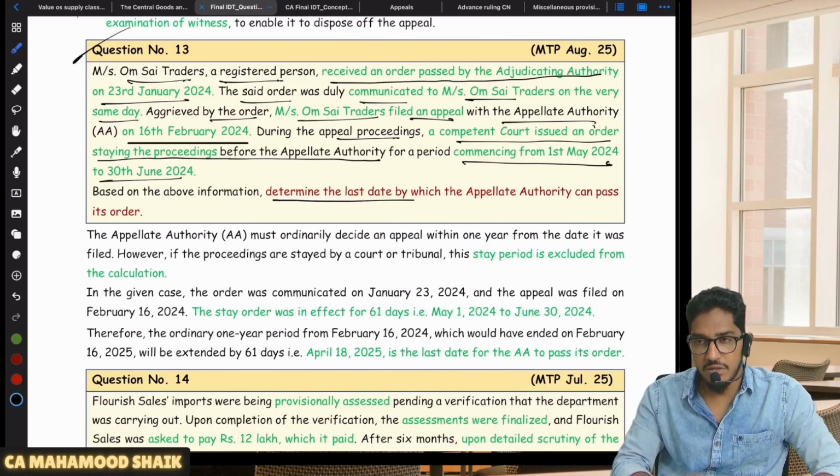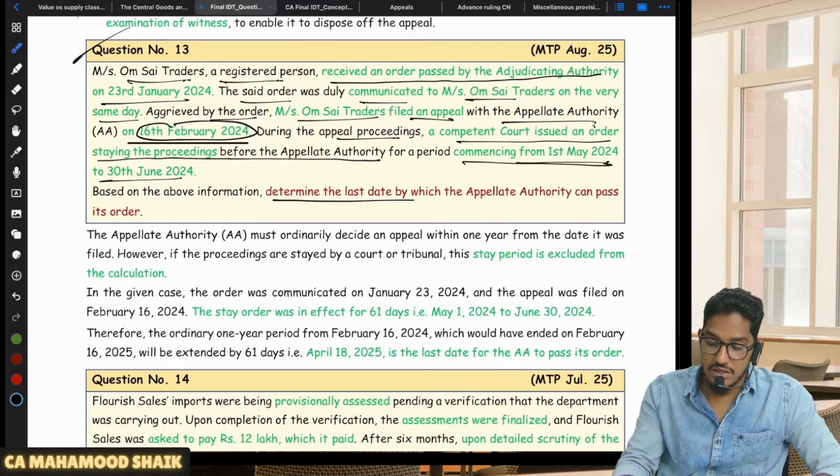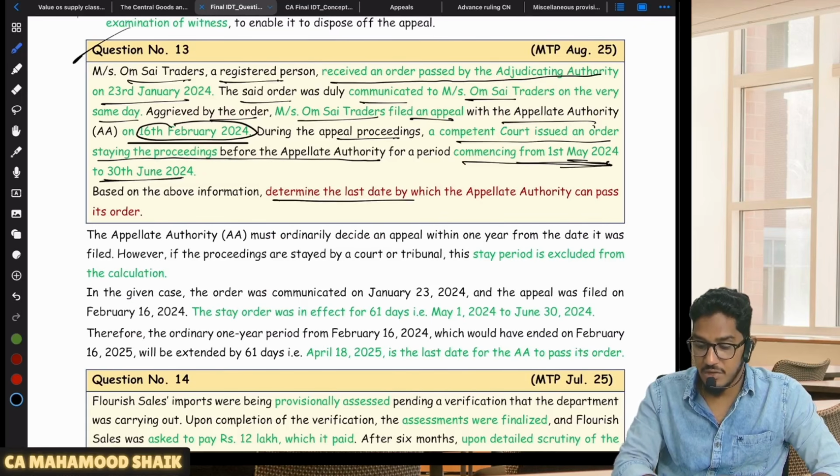What is the advisory time limit for the authority to give the order? 1 year. We have 1 year from the date of filing of appeal. So when the appeal has been filed on 16th of February, 1 year means 16th of February 2025. But they are adding extra information in between. There was some stay from the court. From 1st May 2024 till 30th of June, there was a stay. How many days of stay is there? 61 days of stay is there. So now that 61 days should be excluded while calculating the time limit.